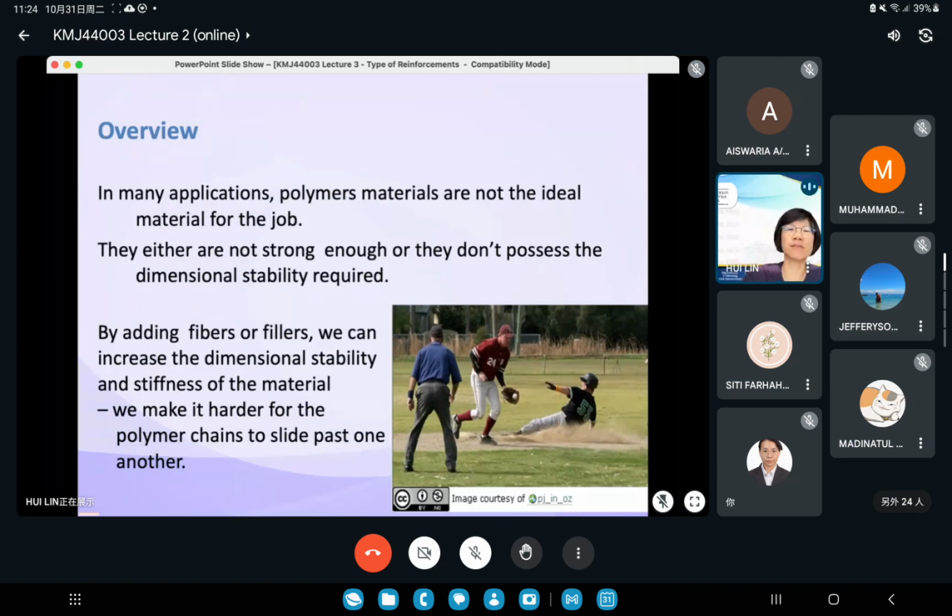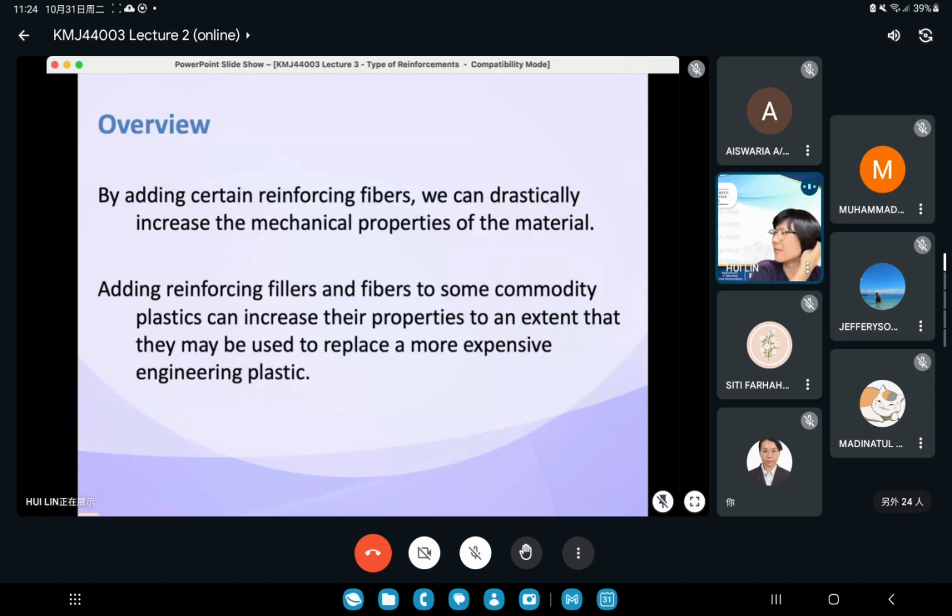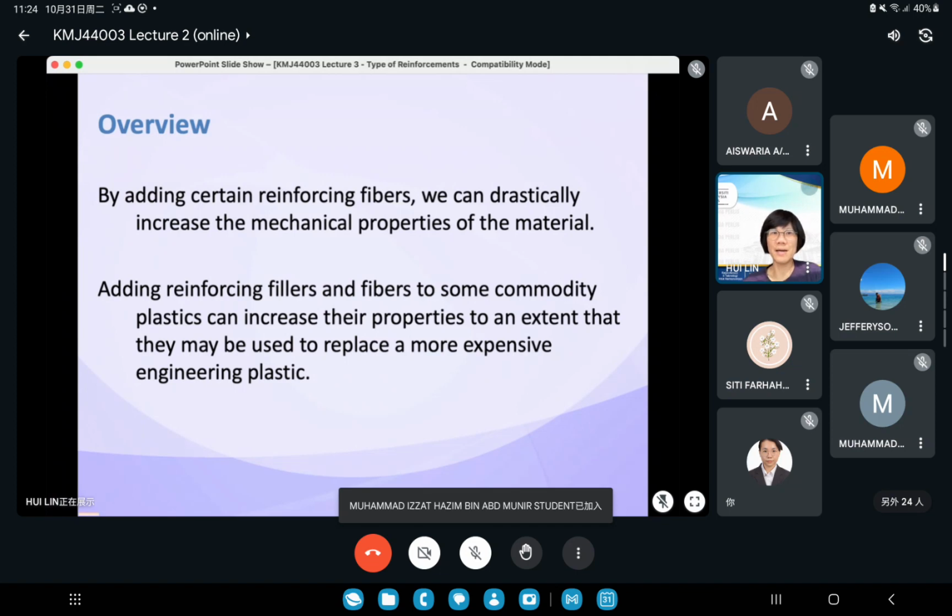Overview, just now I have mentioned. We also learn that fillers can come in different forms, either organic, inorganic, synthetic, naturally occurring, or 0 dimension, 1 dimension, 2 dimension, 3 dimensions. All you can add. But in topic number 4, lecture number 4, we only focus on learning the fiber reinforced composite, not the others.